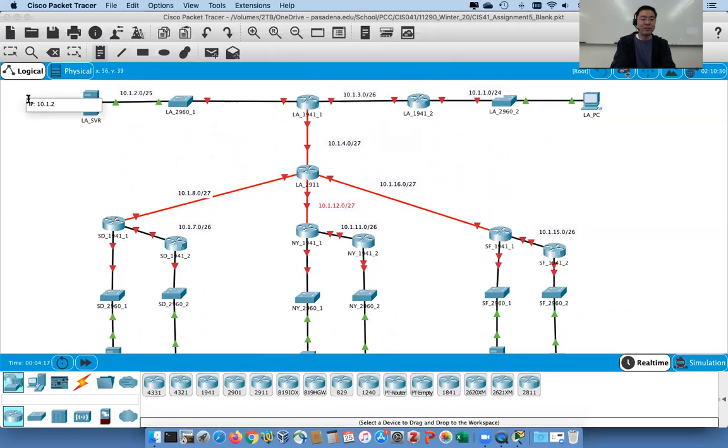Okay, 10.1.2. Last host on a /25 is 126. Subnet mask, 128. Default gateway, 10.1.2.1. And since this one is the server here, LA server is also going to be the DNS and the web server. So it is 10.1.2.126.